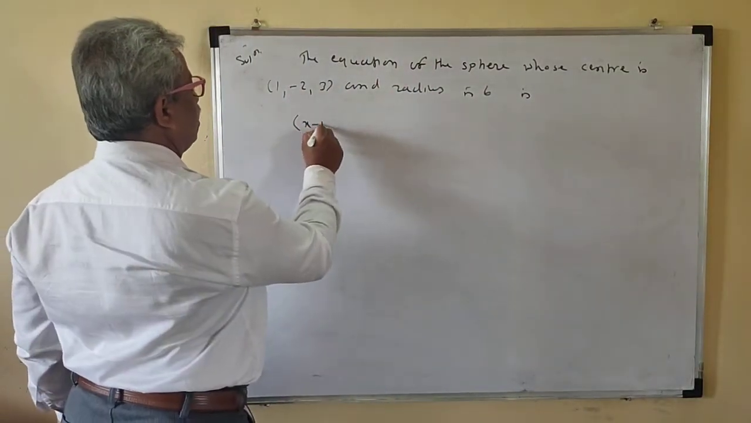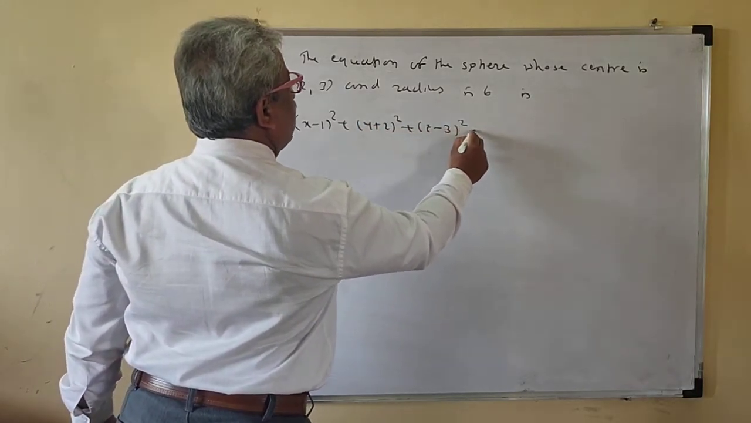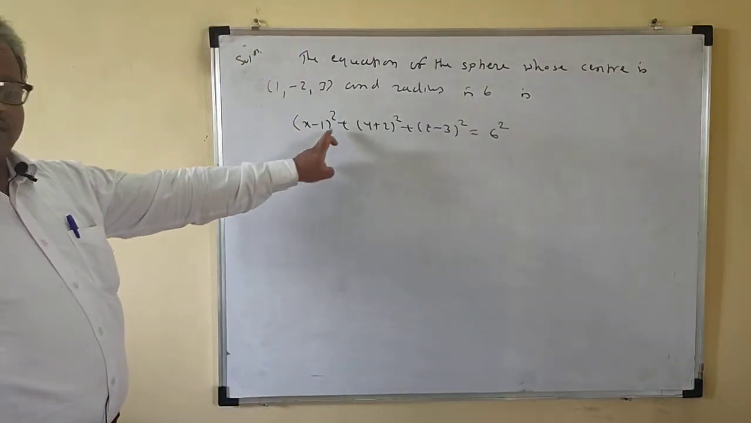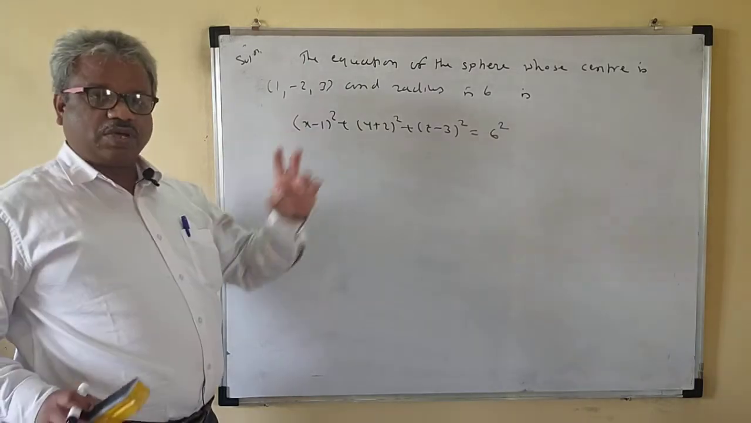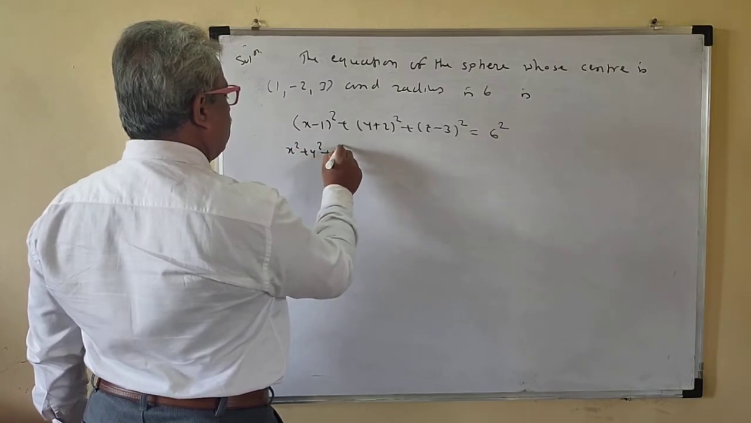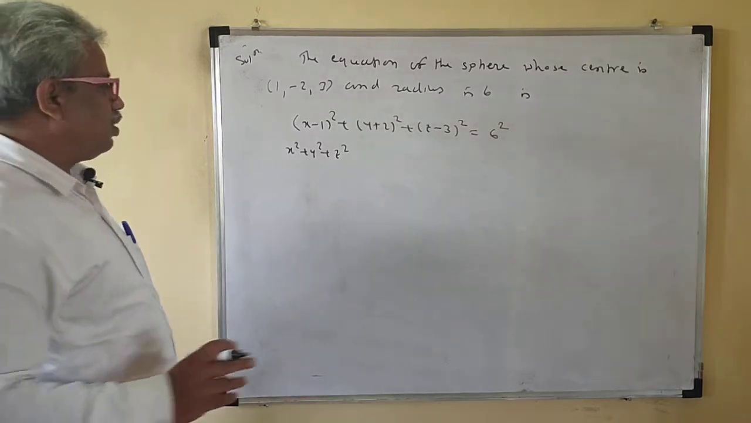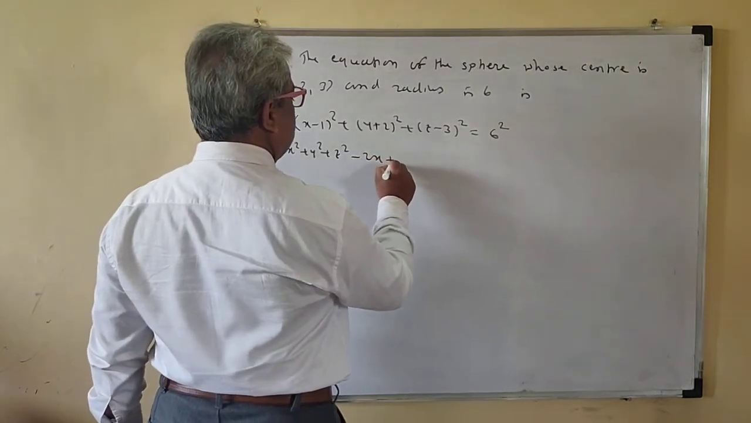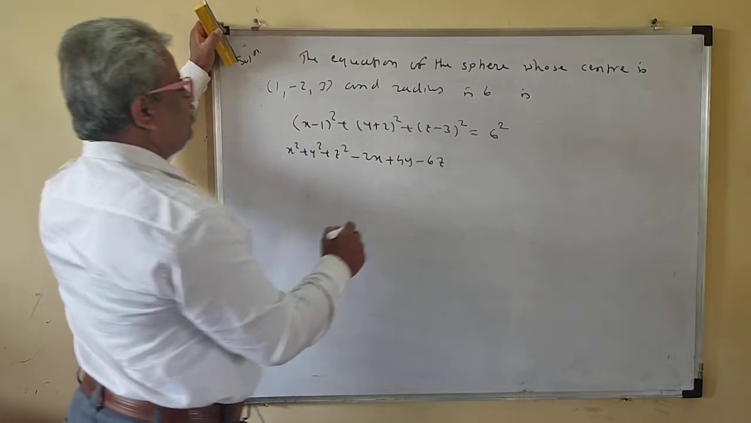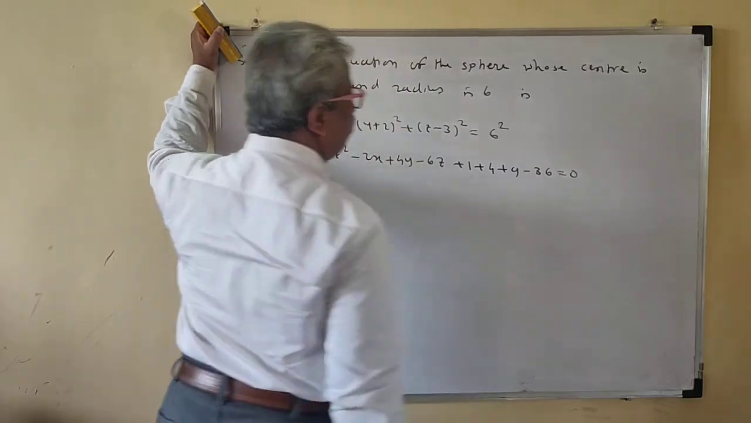So x minus 1 bracket square, y plus 2 bracket square, z minus 3 bracket square is equal to 6 square. Very simple: we just subtract from x, y, z and take the sum of the squares. Now we will expand this. This is x square plus y square plus z square. If it is a sphere, the coefficient of x square is the same as that of y square and z square. Then minus twice x plus 4y minus 6z. What is the constant here? Plus 1 plus 4 plus 9 minus 36 is equal to 0.